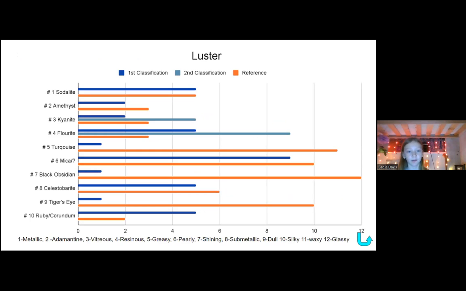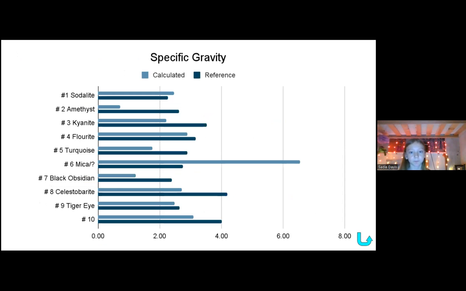My first chart is luster. The dark blue is my first classification, the gray is my second classification, and the orange is the actual luster. My next graph is specific gravity. The light blue is the calculated specific gravity, and the dark blue is the reference gravity.